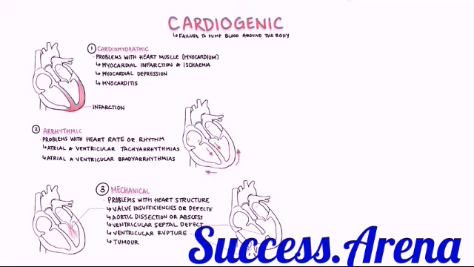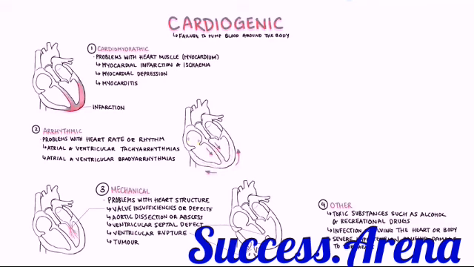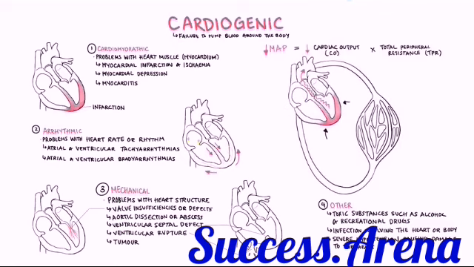a tumor that's present. Other causes of cardiogenic shock include toxic substances such as alcohol, recreational drugs, infection involving the heart or the body, as well as severe hypertension, causing damage to the actual heart itself. All these causes will lead to a reduced cardiac output, which means a reduced mean arterial pressure.